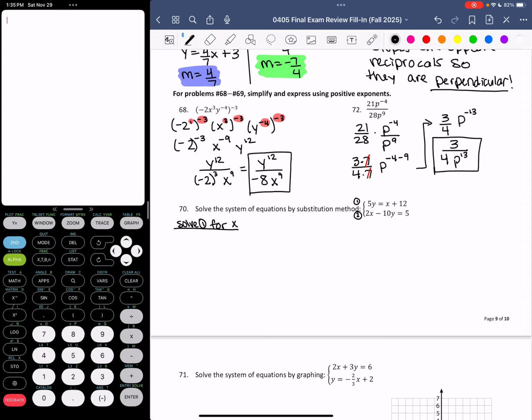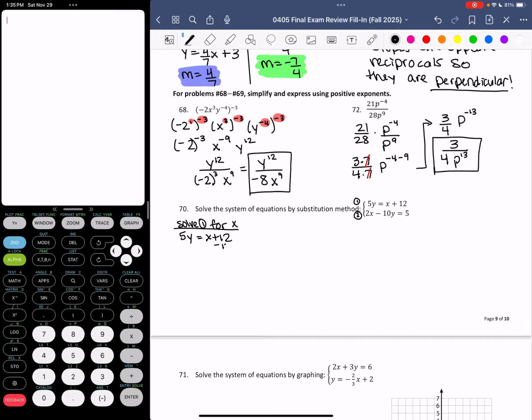Now, this is how I choose. I'm looking at all of my variables, y, x, x, y, and I'm saying which one has a coefficient of 1. So, in other words, the number in front. This is a 5, this is a 2, this is a 10. This one has a 1 in front. So that's why I choose this one to solve. Okay, that's going to be the easiest one. It avoids fractions. So we have 5y equals x plus 12.